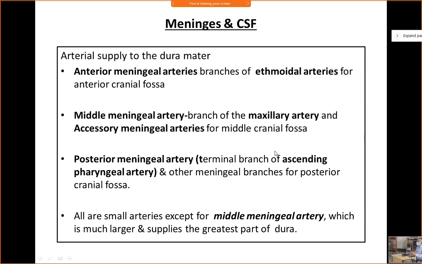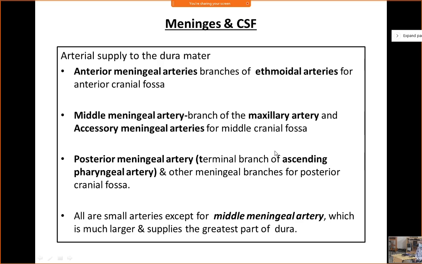Okay. Now come to the arterial supply of the meninges. Meninges means which meninges? Dura. I am only telling about the dura. So the arterial supply to the dura mater: it is the anterior meningeal arteries, which are branches of the ethmoidal artery. It is for the anterior cranial fossa. Already I have said, due to the dural folds, the inside of the cranial cavity is divided into three parts: anterior cranial fossa, middle cranial fossa, posterior cranial fossa. Now the structures present in the anterior cranial fossa are mostly supplied by the anterior meningeal artery, which is a branch of the ethmoidal artery.